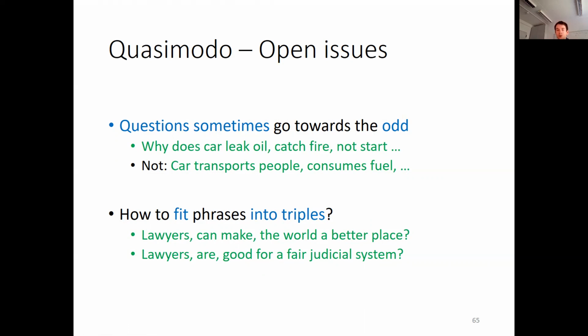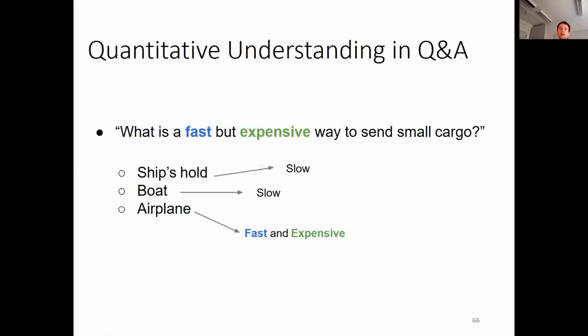So much about Quasimodo. Then last, let's look at quantities. So quantity understanding is important in question answering. For example, if you want to know what is a fast but expensive way to send small cargo, is it a ship's hold, a boat, or an airplane? Well, if you know that ships are slow and airplanes are fast and expensive, we could perfectly answer this question. These qualitative assertions, fast and slow, are somewhat captured by WebChild. However, they are limited, not reliable, and not comparable.